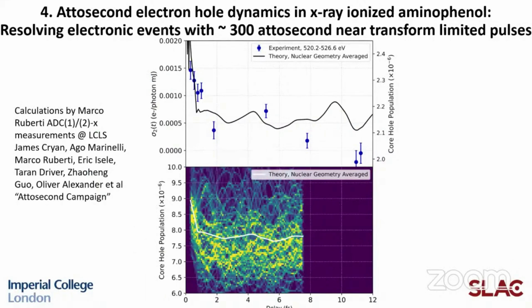So the blue points are the experimental data. We were able to do, I think, nine different delay points and measure a very fast initial decrease in the hole, and then it sort of stabilized and then gradually decayed away. Overlaid on this is the equilibrium geometry, the geometry-averaged data calculated by Marco's ADC theory, showing that actually we've got quite good, even quantitative agreement between the two.